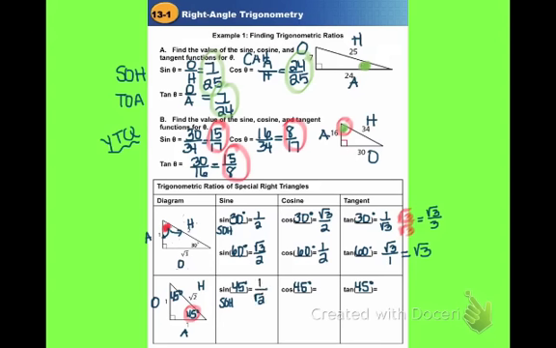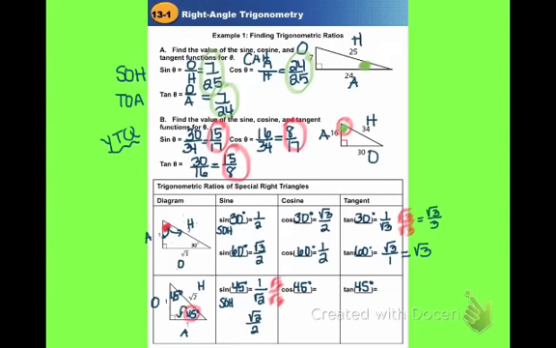And of course, we have to rationalize that because we can't have a radical on the bottom, so we're going to multiply top and bottom by the square root of 2, and then that leaves me with the square root of 2 over the square root of 4, which is 2. So my sine of 45 degrees is the square root of 2 over 2.